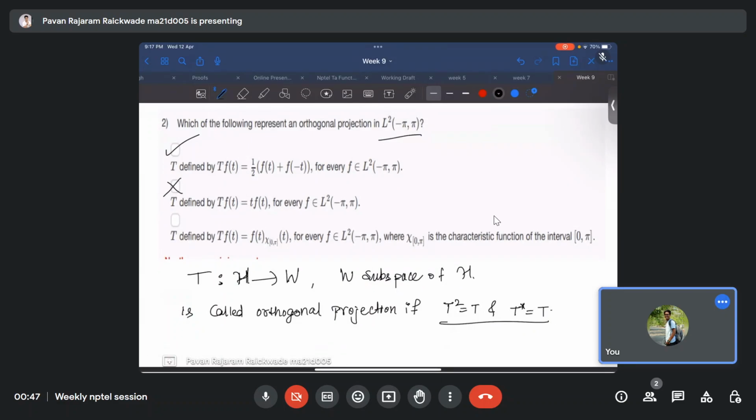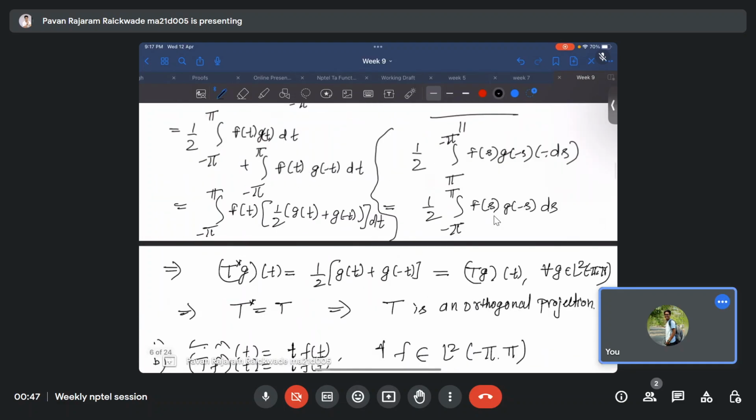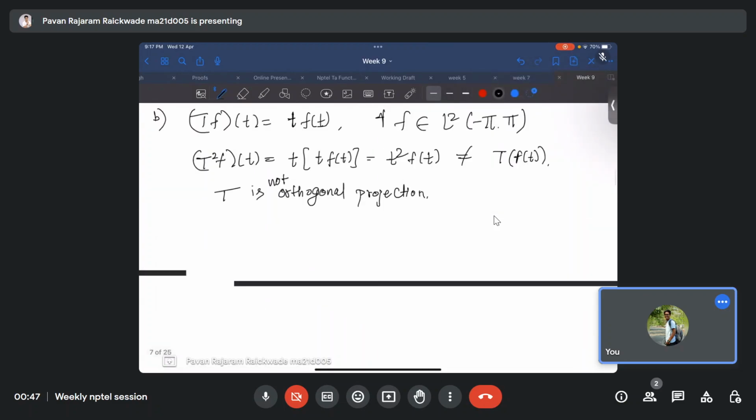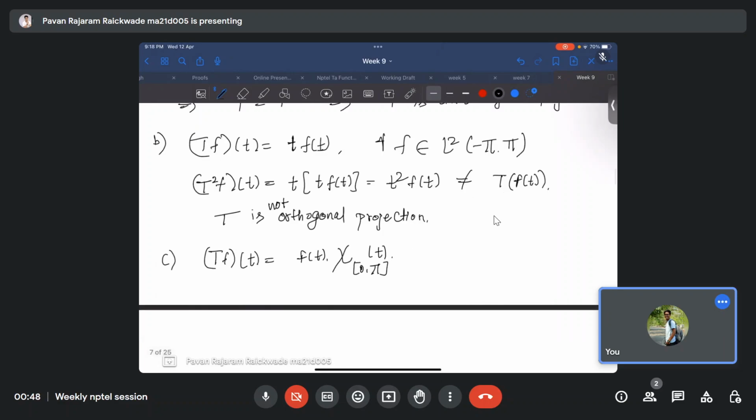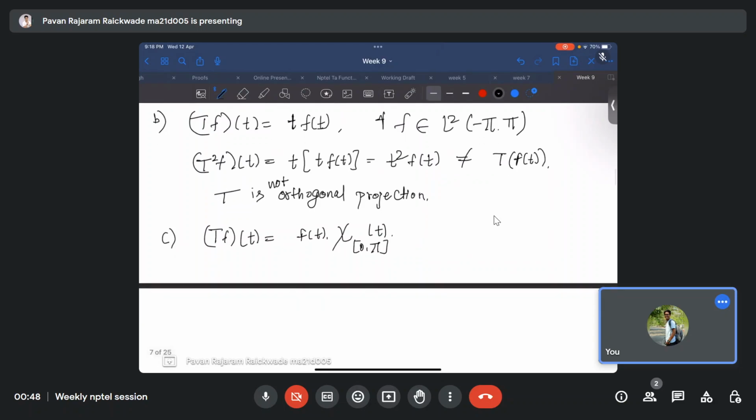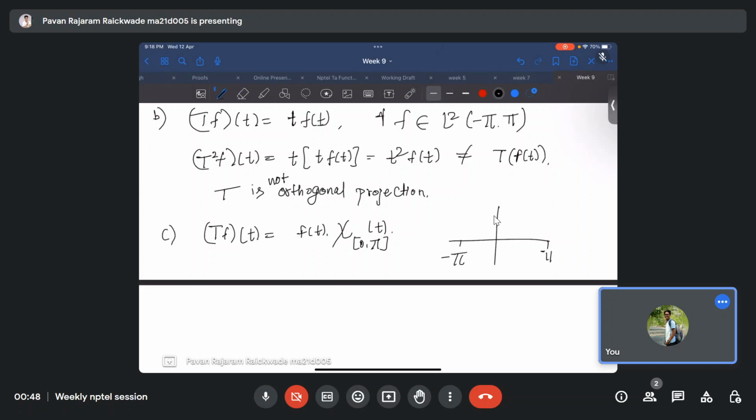It's given by TFT. This is not really a subscript, it's a product: ft into the characteristic function of 0 to pi at t. C is given as Tf at t equals f at t into the characteristic function of 0 to pi at t. So basically for any f, on 0 to pi, whatever ft is, that's ft, and otherwise it is 0. This is the function.